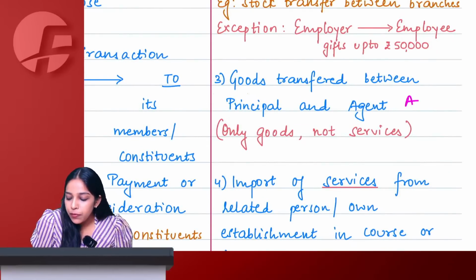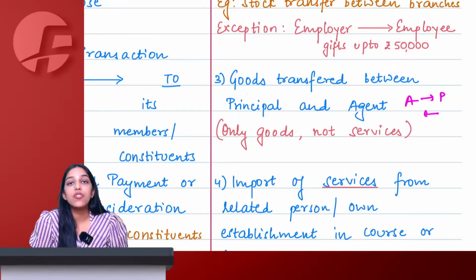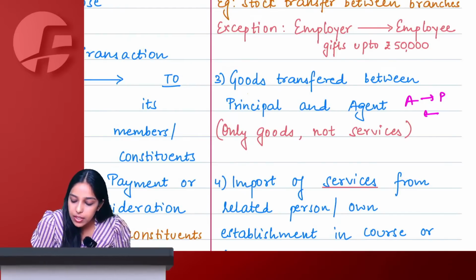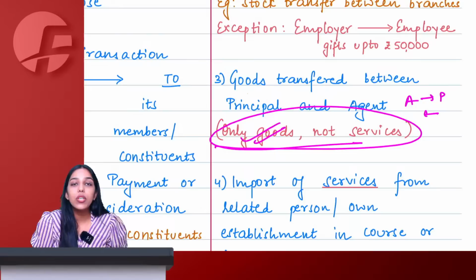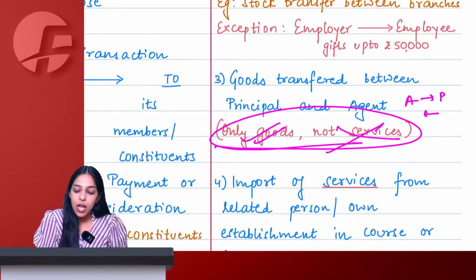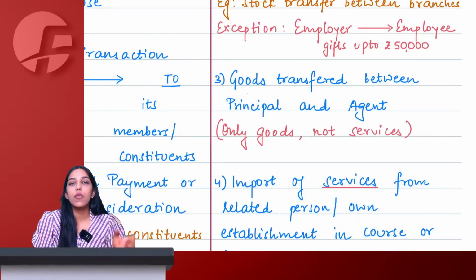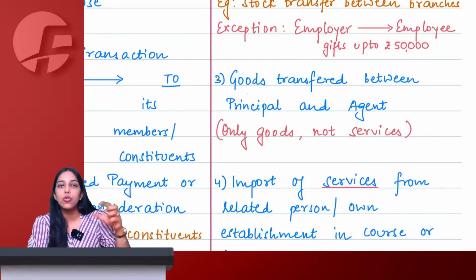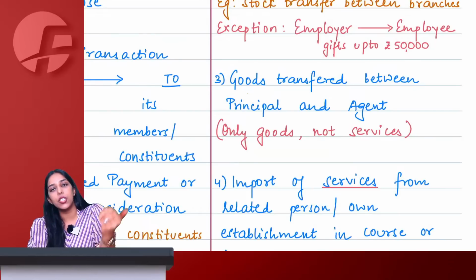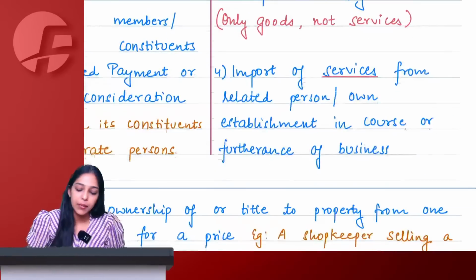If an agent is transferring goods to the principal or the principal is transferring goods to the agent, and services are not covered here, we take only and only goods here, no services. So if an agent is transferring goods to the principal and the principal is transferring goods to the agent, even without consideration, that will be treated as supply.